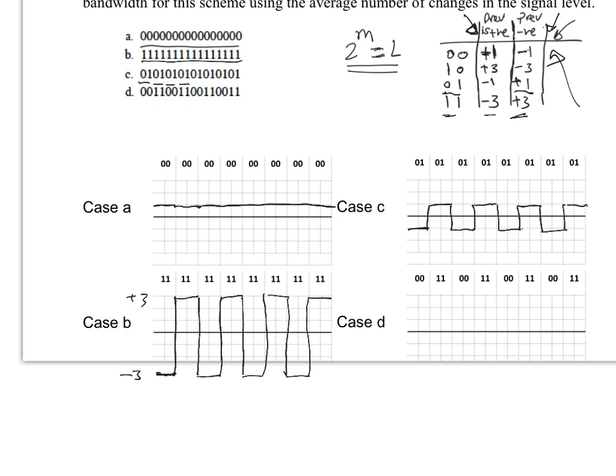So that's how it looks. Please let me know if you are not following anything. And then the case D. Case D is kind of irregular. So we have 0, 0 first. So the first 0, 0 is plus 1, so it's this way. Okay, and then 1, 1. 1, 1 is minus 3. So we have to go this way.